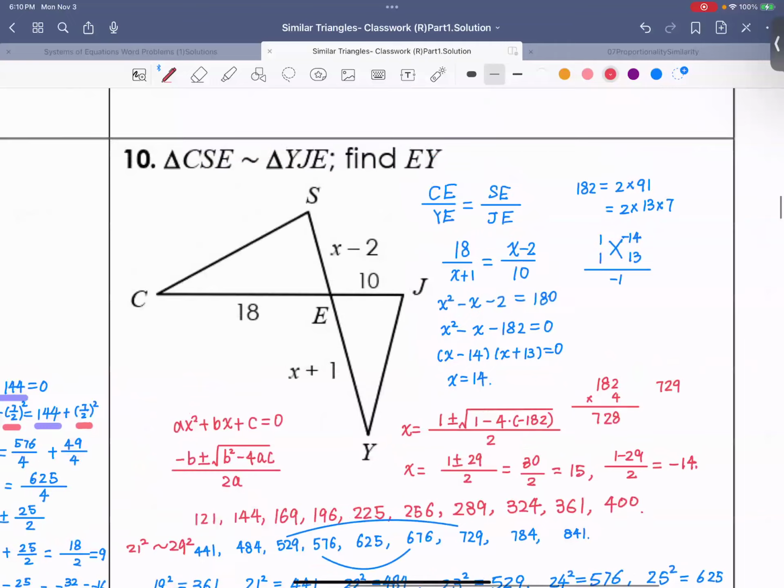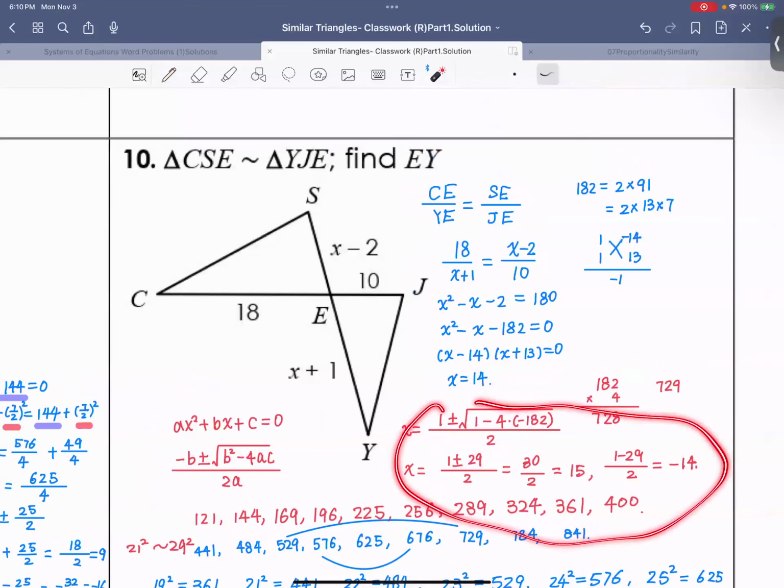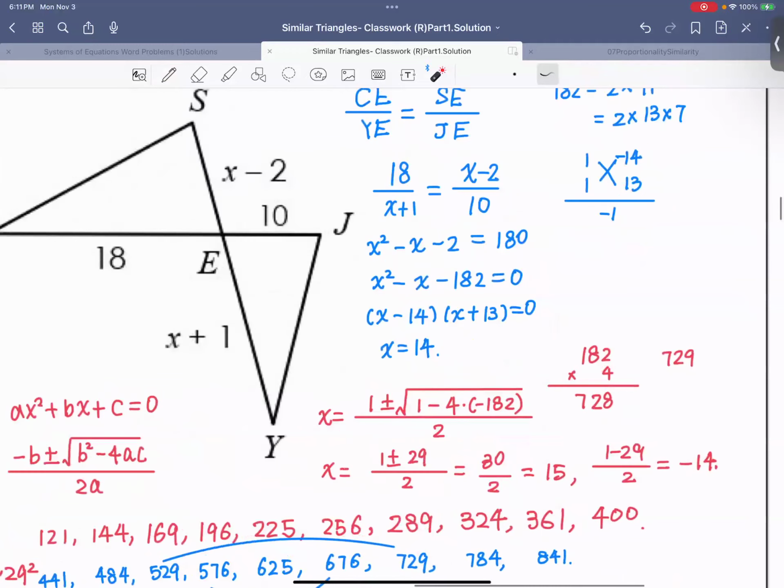Let's check what happened here. Why does the answer here look different? Let's check what's going on. This is x squared minus x minus 2, no problem. Minus 180, move to the other side, no problem. And this 2 gives you that, no problem. But what happened to this? Let's see.